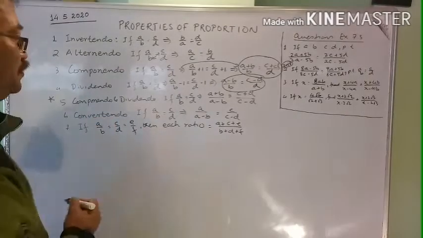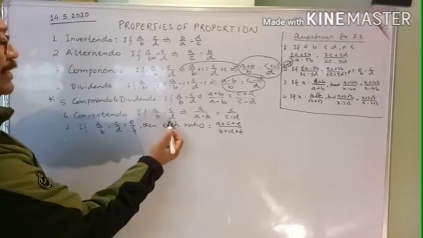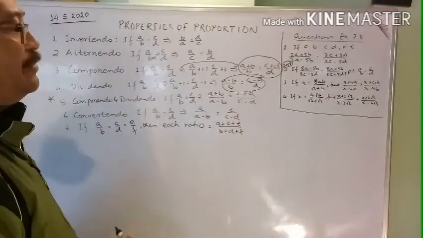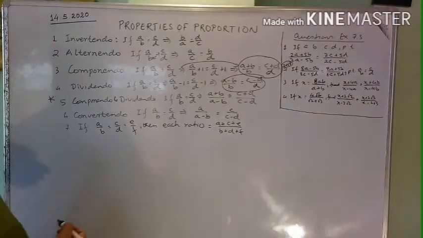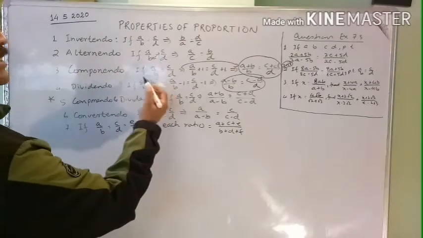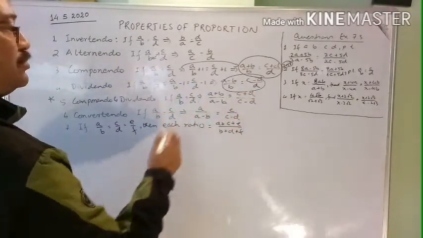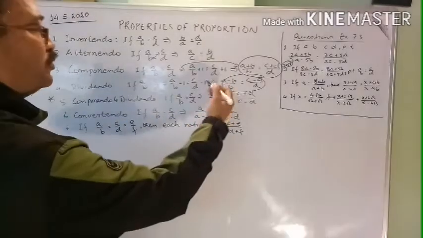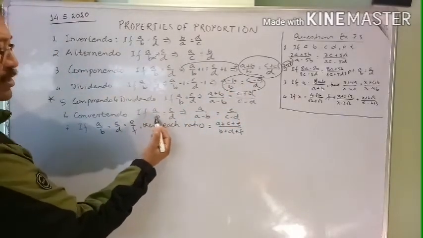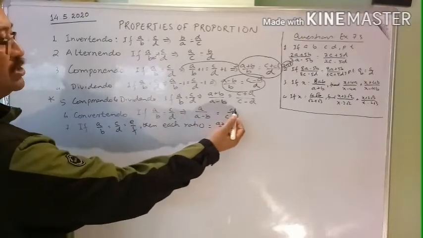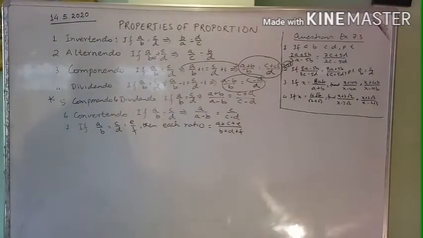Now convertendo. If A by B equal to C by D, then A by A minus B is equal to C by C minus D. Actually, if we divide A by B by C by D by this one, we get this, but you don't have to go into that detail. Just remember, if A by B is equal to C by D, then A by A minus B will be equal to C by C minus D.